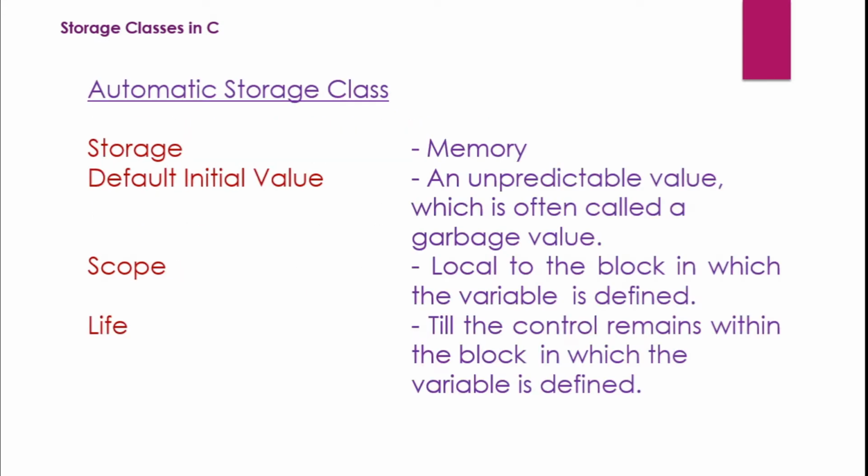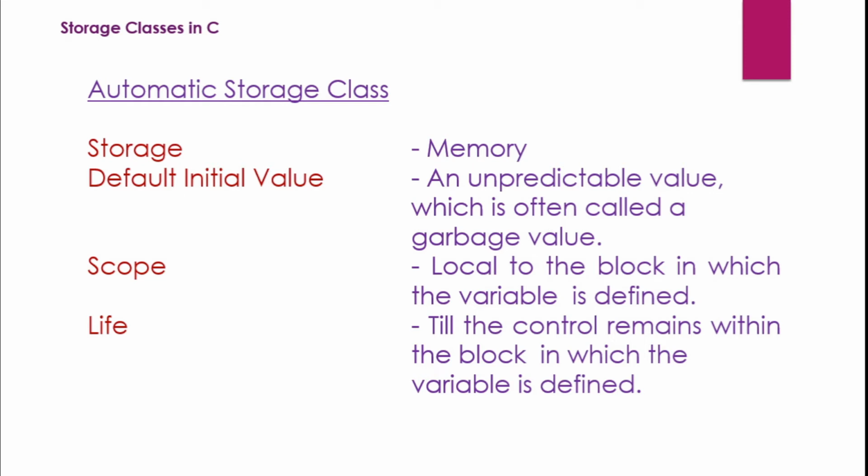So the automatic storage class. What is the storage of the automatic storage class? It is memory. What is the default initial value? It is unpredictable, which we call a garbage value. We cannot predict it. What is the scope? The scope of the automatic storage class is local to the block in which the variable is defined. Suppose fact equal to 1 is defined inside a factorial function. The scope of that variable is local to the block in which it is defined.